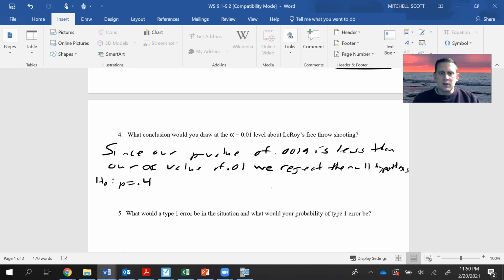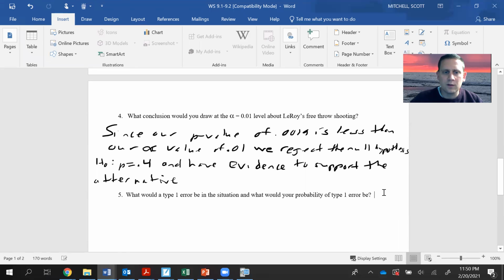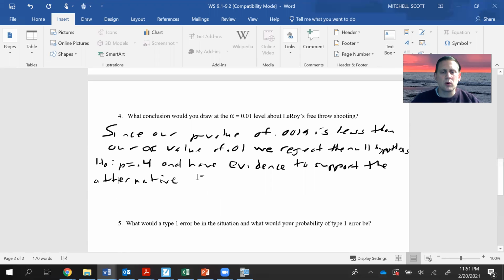So since our p-value of 0.0019 is less than our alpha value of 0.01, we reject the null hypothesis, H naught, p equals 0.4, and have evidence. We're not proving anything. We have evidence to support the alternative hypothesis.